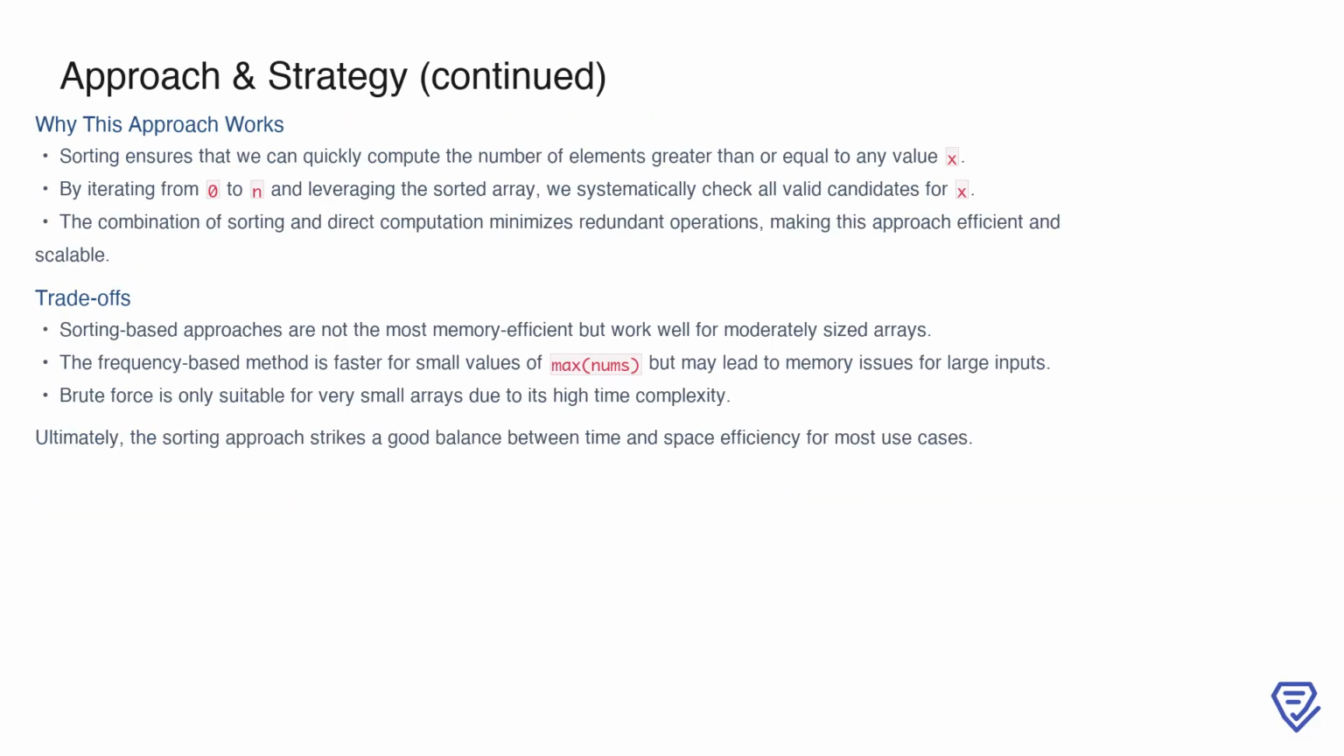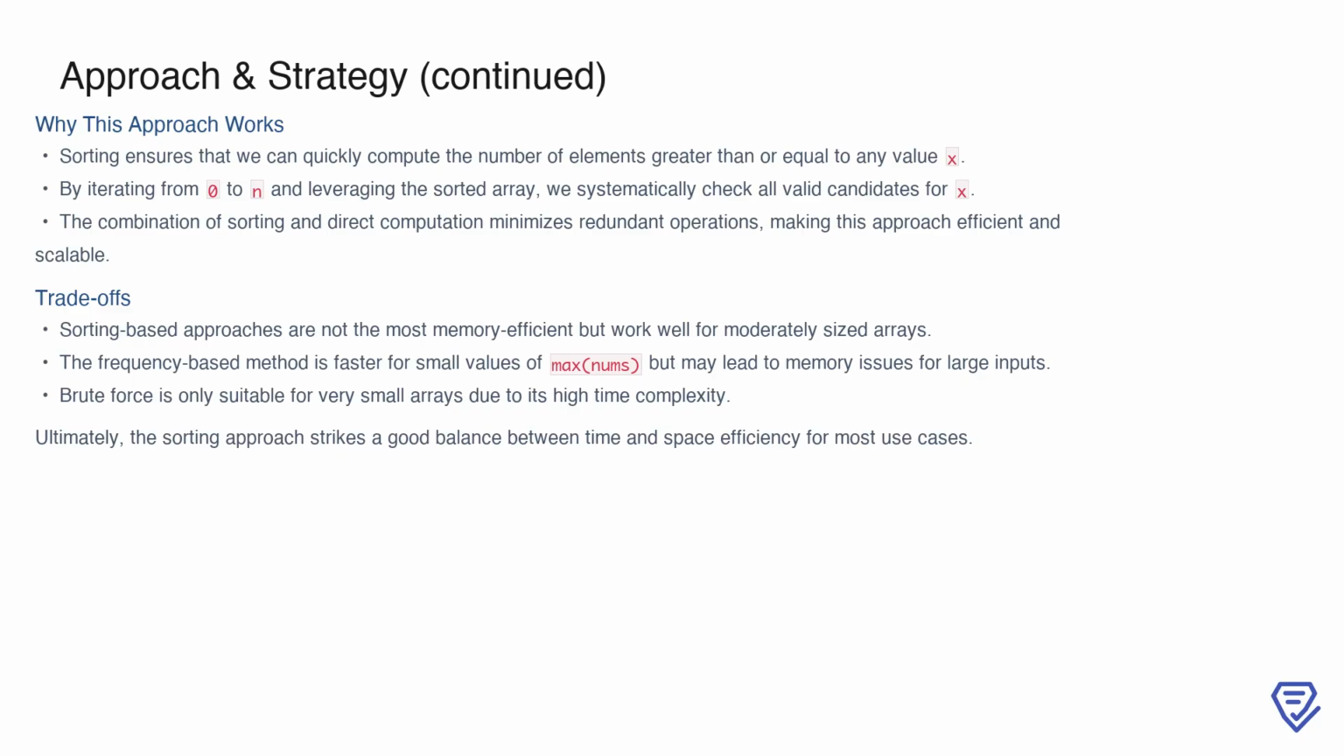The sorting and binary search approach works well because sorting the array enables quick computation of the number of elements greater than or equal to any value x. By iterating through potential values of x and leveraging the sorted array, we systematically evaluate all candidates. This method minimizes redundant operations and strikes a good balance between efficiency and simplicity. Although sorting introduces some memory overhead, it is manageable for most input sizes.